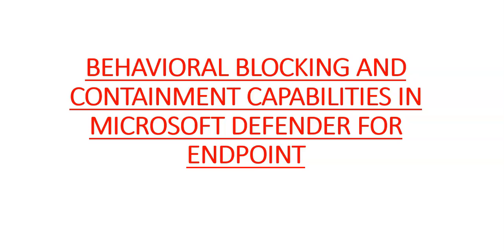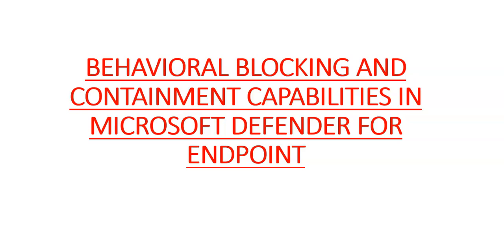Now, when you talk about containment capabilities, there are some components of behavioral blocking and containment. First, on-client policy-driven attack surface reduction rules, where predefined common attack behaviors are prevented from executing according to the ASR rules that we will set up. Then there is client behavioral blocking, where threats or endpoints are detected through machine learning and then blocked and remediated automatically.